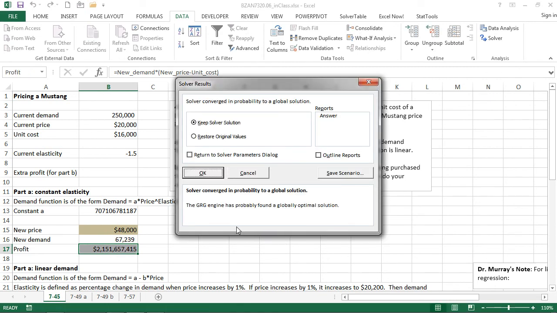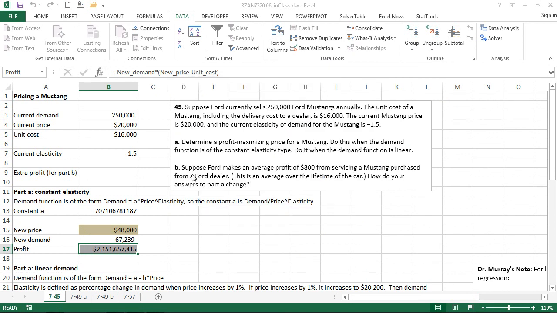Solver converged in probability to a global solution. And now, what is the answer? 48,000. Okay. So it found a local optimum at 40,000 the first time. This time it found a global optimum at 48,000.